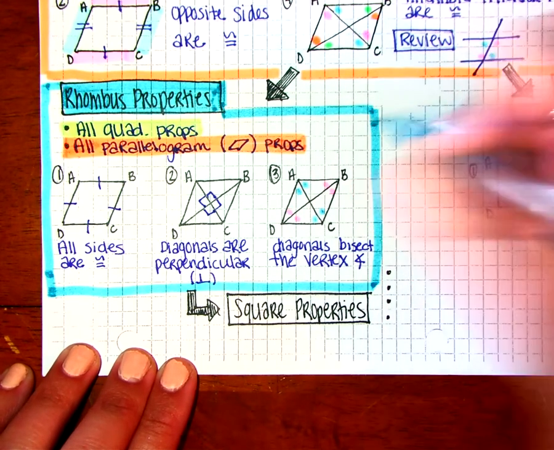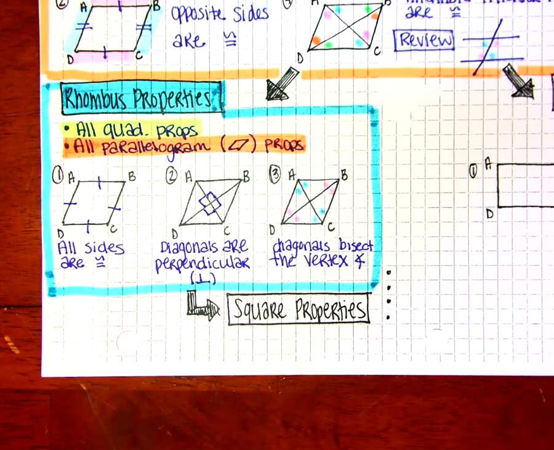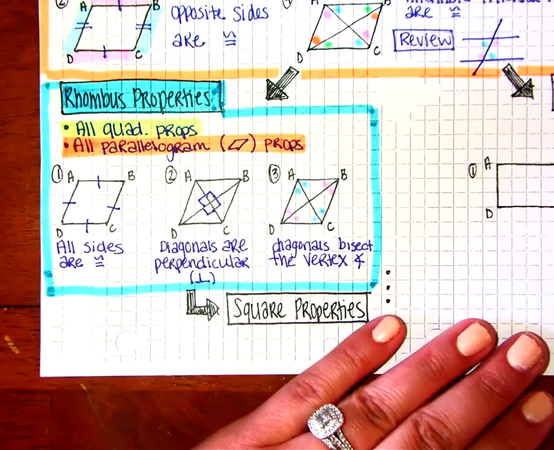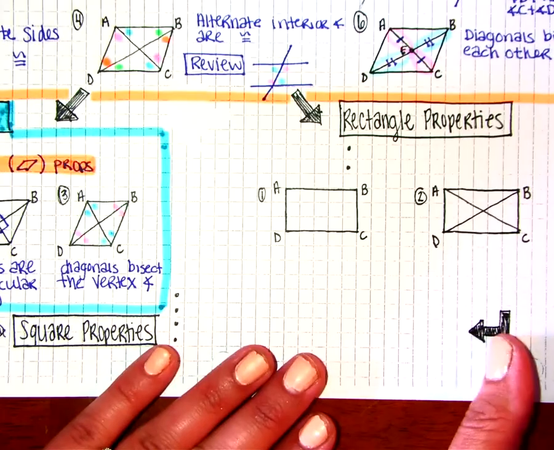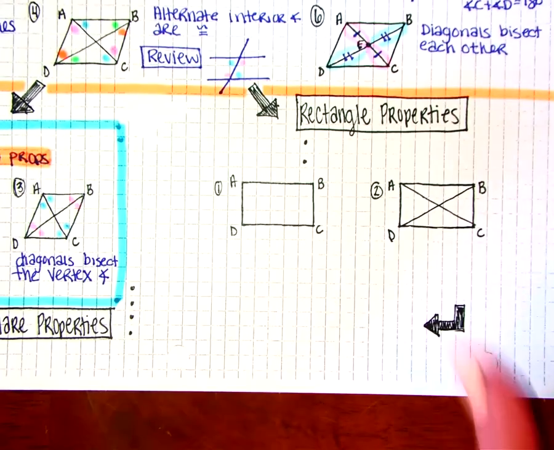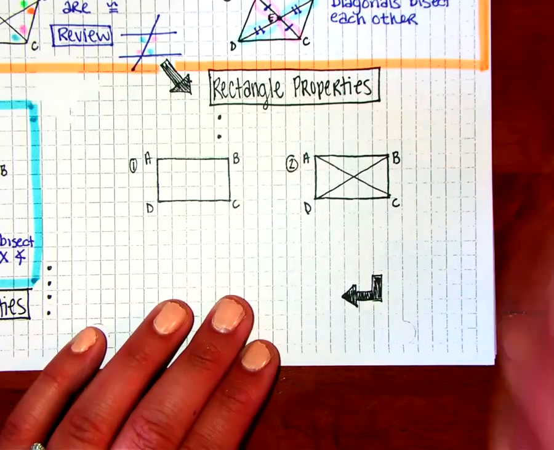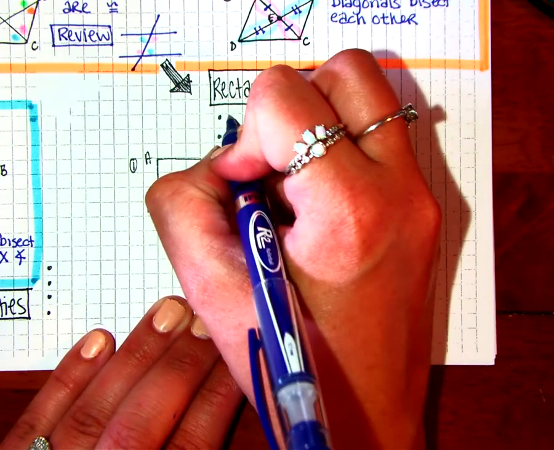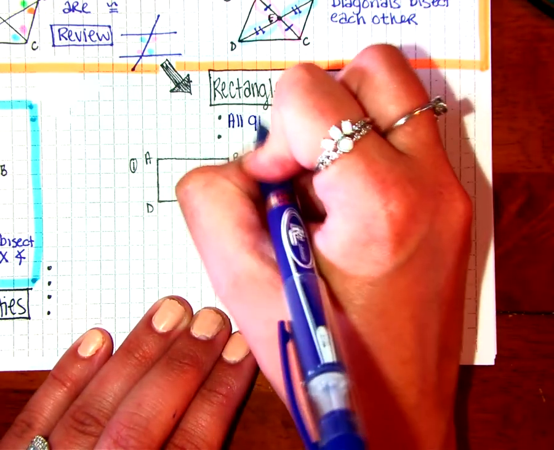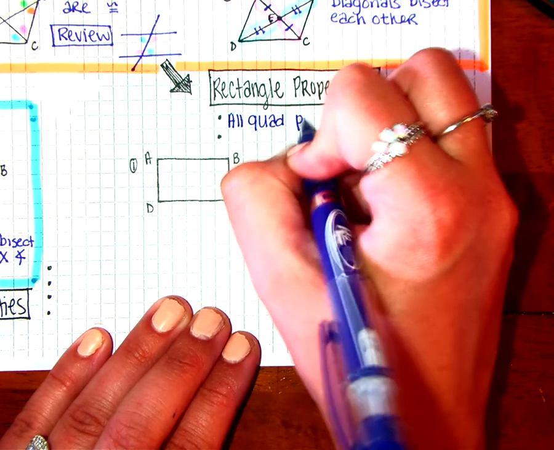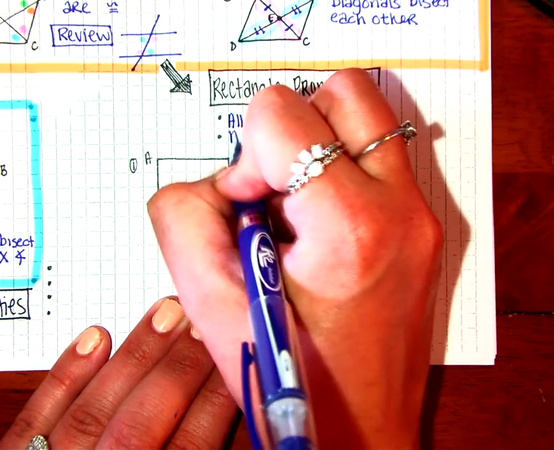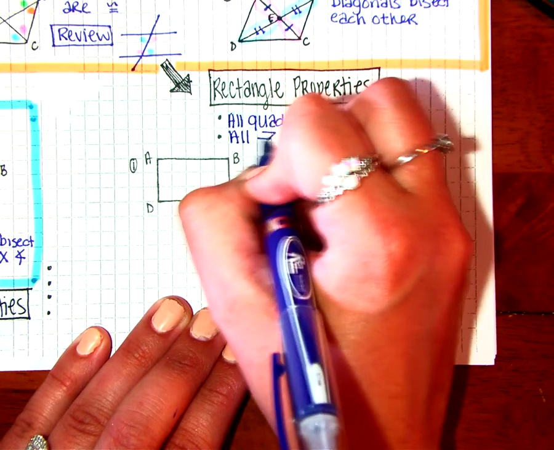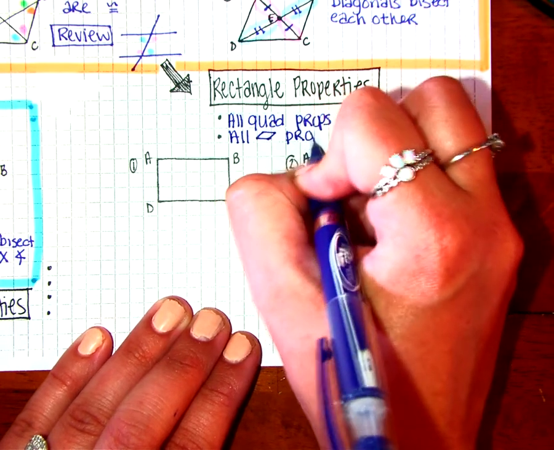So these properties are uniquely the rhombus. Okay? So let's go on over to rectangle. Now, the rectangle is also below quadrilateral and parallelogram. So it gets all quadrilateral properties and all parallelogram properties. And I'm going to use the symbol for parallelogram because we just learned it.